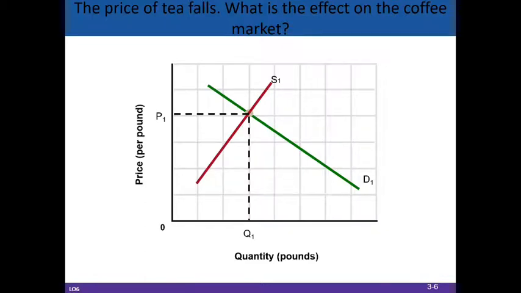But now the price of tea falls, and we can see that people can substitute coffee with tea because tea is cheaper. In the coffee market, the demand will go down. That is a leftward shift in demand. With the new demand, we have a new equilibrium. At the new equilibrium, we have a lower price and fewer quantities are bought and sold.